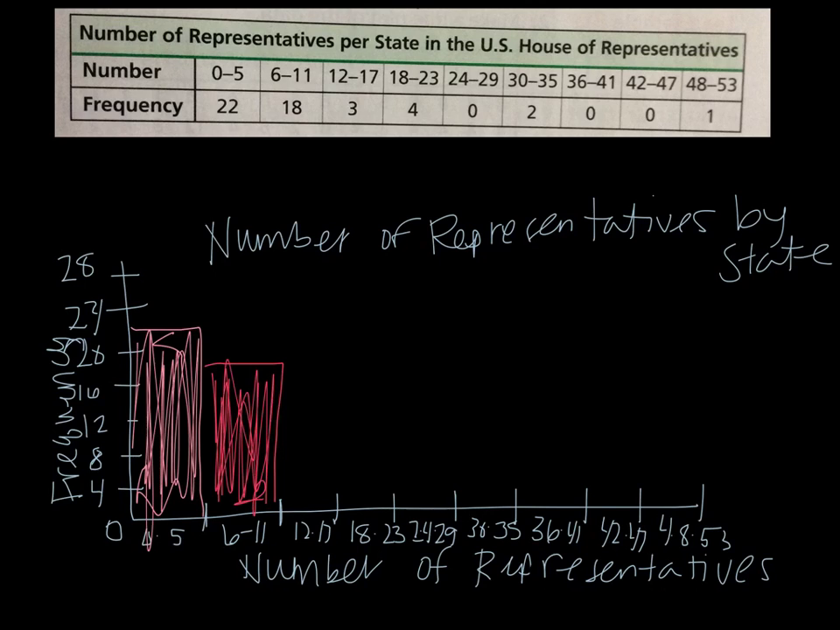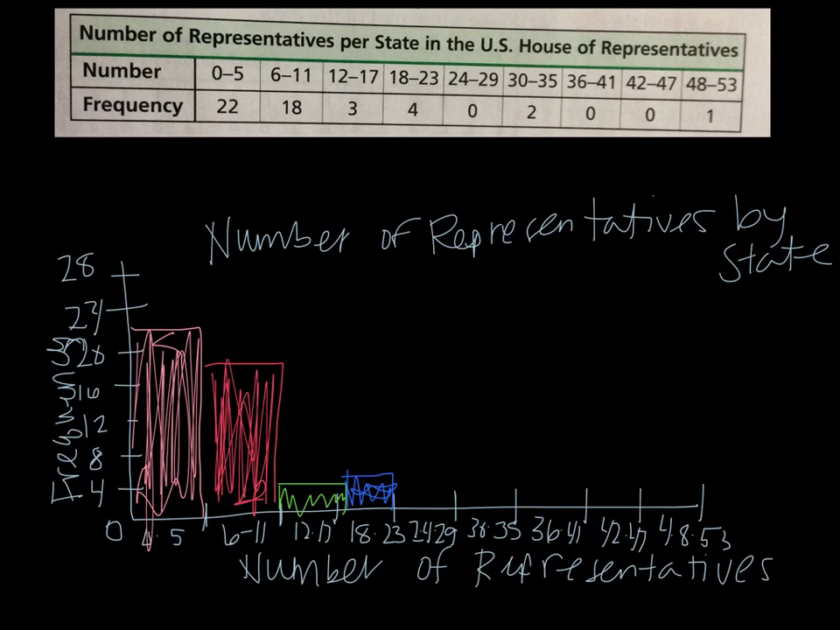Okay. The next one was 12 to 17. That had 3. So that'd be a little lower than the 4. Then 18 to 23 had 4, so that'd be just a little touch higher. And these should really be all the same width too. You need to be very careful about all of this. Alright, next color I'll do something like a yellow.